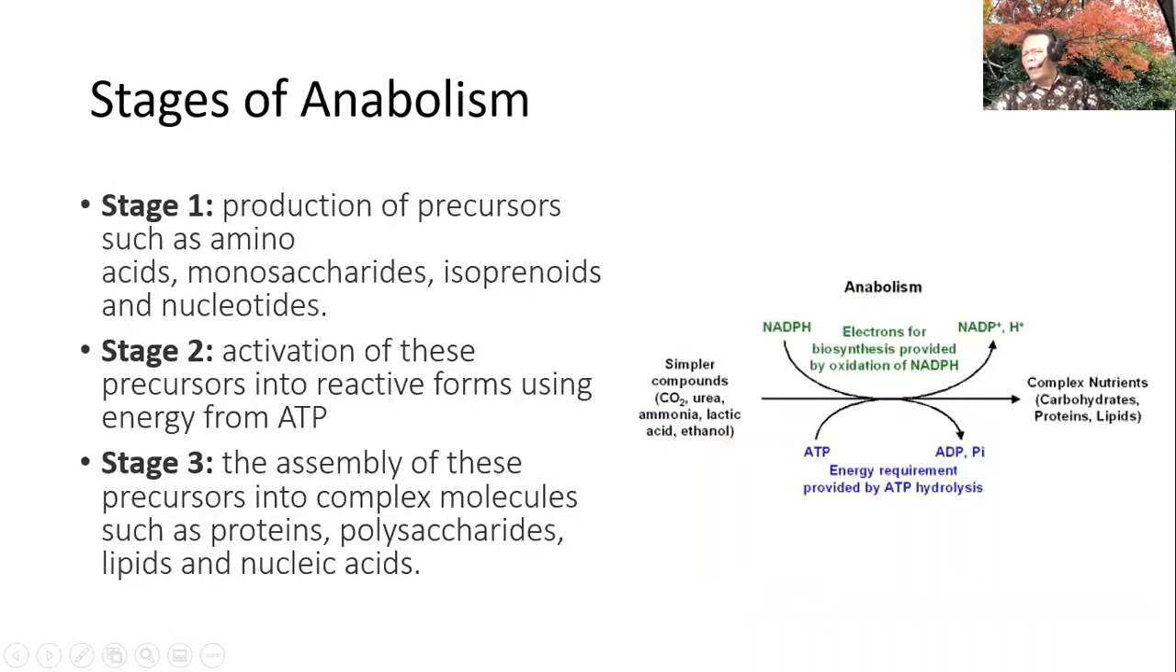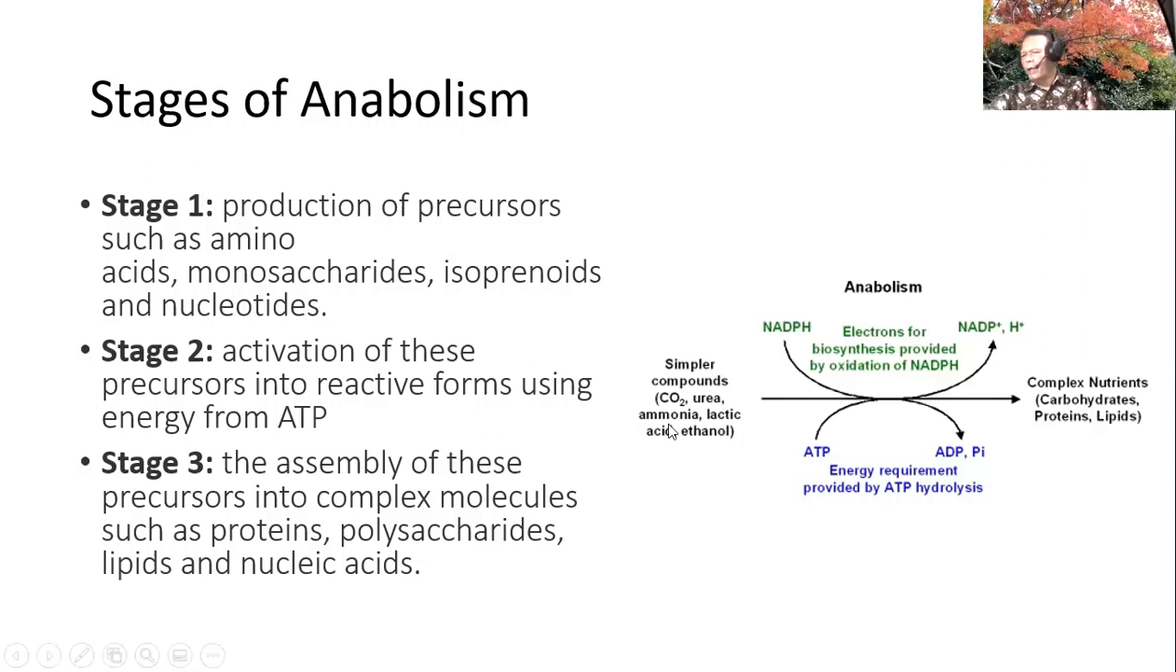This is the step of catabolism. Now let's see the steps of anabolism. Step 1 is production of precursors such as amino acids, monosaccharides, isoprenoids, or nucleotides. Second step, activation of these precursors into reactive form using energy from ATP. And step 3 is the assembly of these precursors into complex molecules such as protein, polysaccharide, lipid, and nucleic acid.